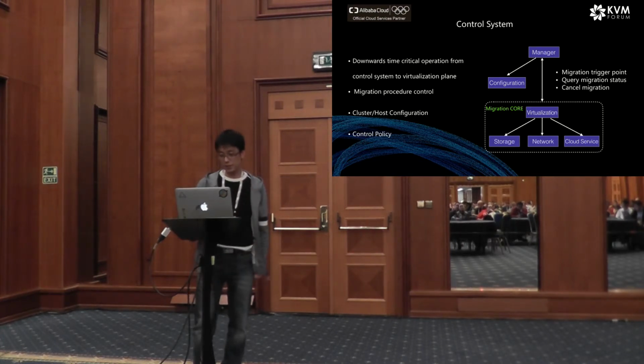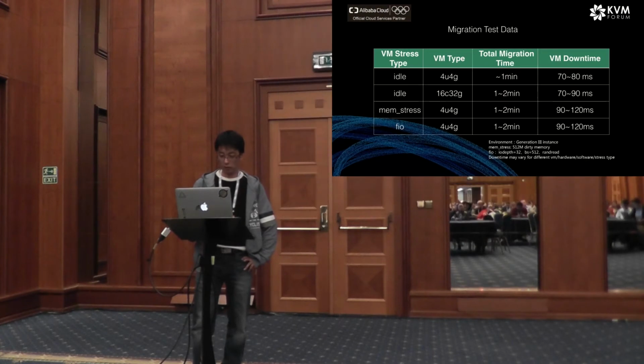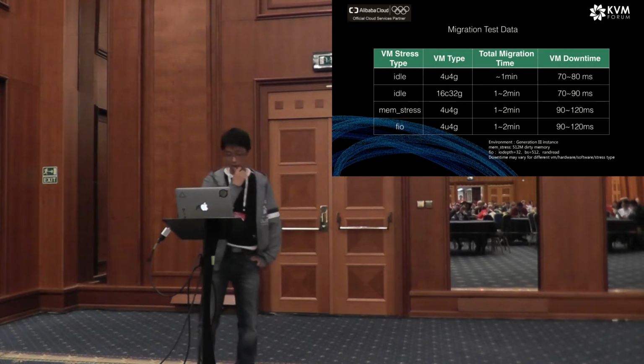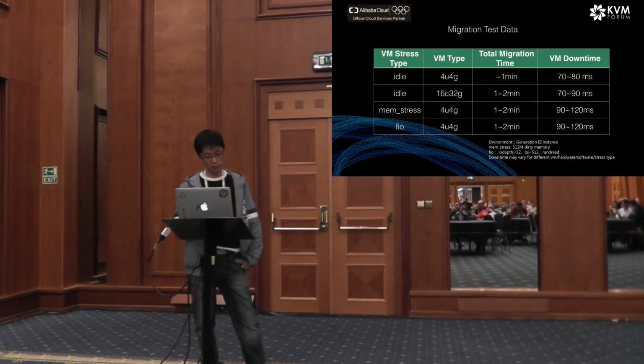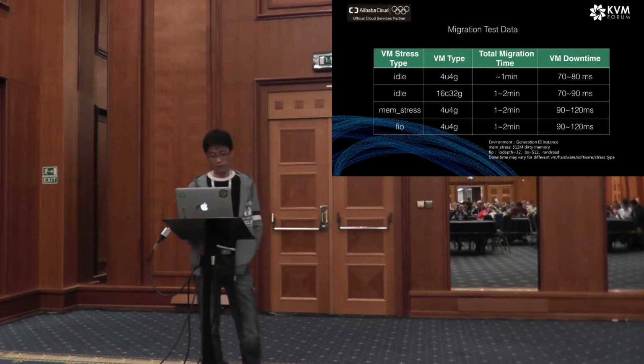After all these optimizations being employed, this is the test data we currently have in our cloud. In order to ease the comparison of these data, I just show the migration of an idle guest or with some stable stress, because the migration is very sensitive to the instant VM stress. As we can see, currently we have a VM downtime around 70 to 80 milliseconds, and even when we have some stress on it, it is still very small.